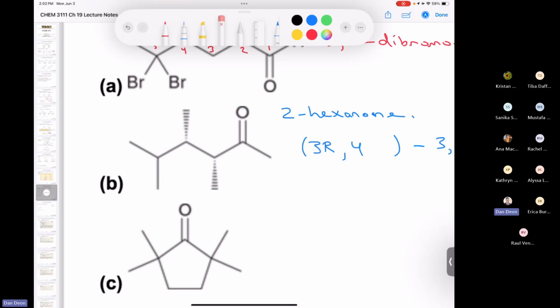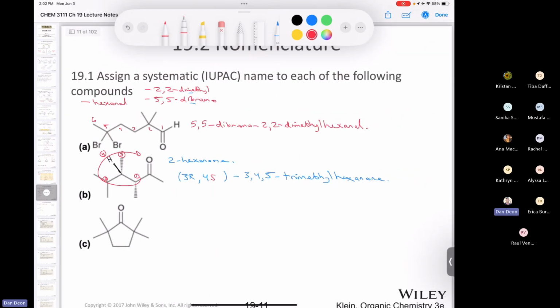And then did anybody figure out the next one? Did anybody figure out the one next to it? So if I put the proton out here. No? Okay. Erica says it's S. So let's see here. So we have 4, 3, and then this would be 1, and this would be 2. So we go 1, 2, 3, which would be R. We flip it. Thanks, Erica. 100% correct. So 3R, 4S, 3,4,5-trimethylhexanone.